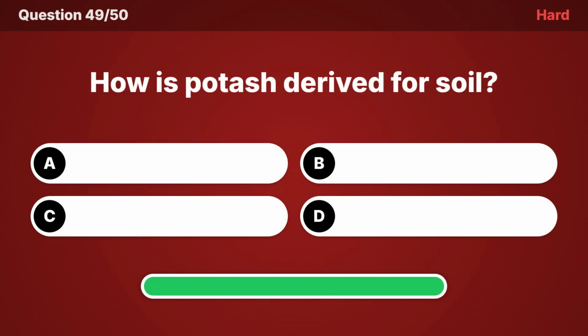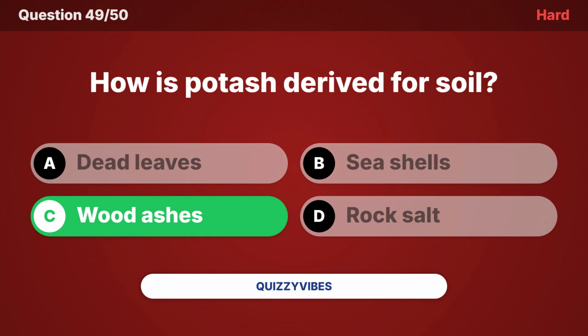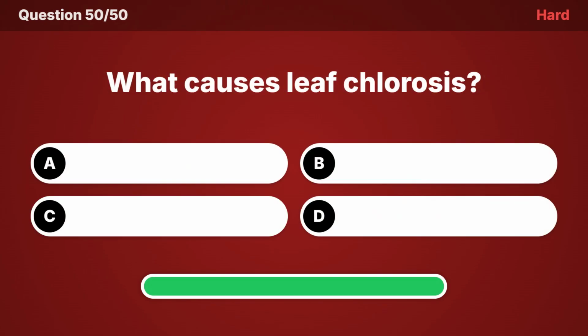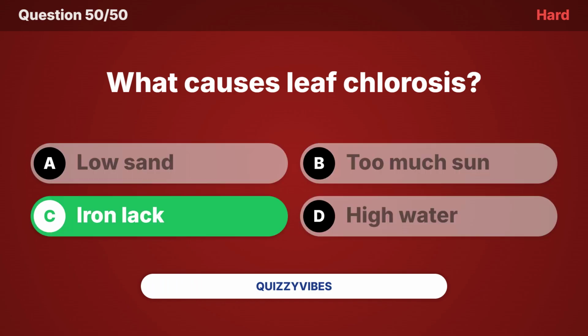How is potash derived for soil? Answer, wood ashes. What causes leaf chlorosis? Time's up, it's iron lack.